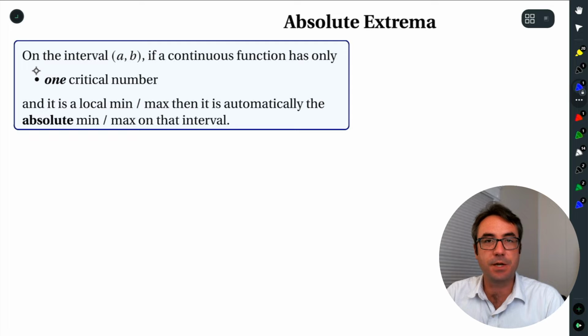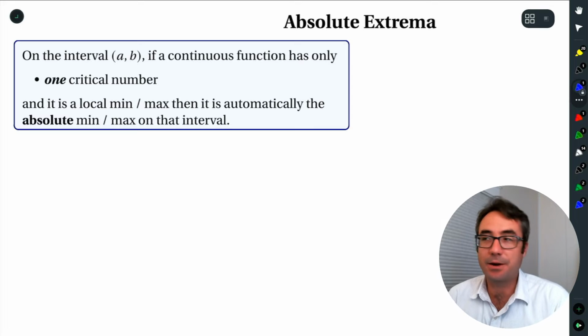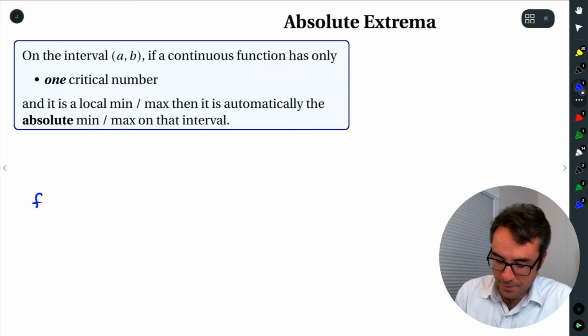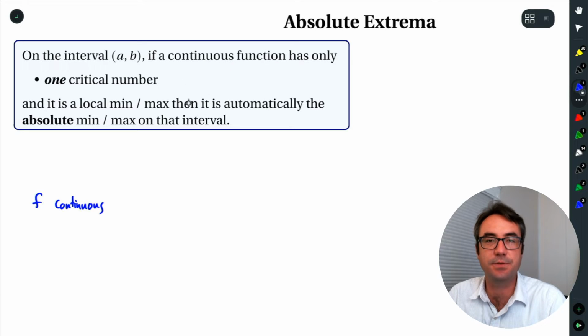So let's read through this result. On the interval from a to b, if a continuous function has only one critical number and it's a local min or a max, then it automatically is also the absolute min or the absolute max for the function on that interval. So one critical number tells us a little bit more information about our function. So remember, we've seen how to handle if our function is continuous. So this is a key thing here. Our function needs to be continuous for this result to apply.